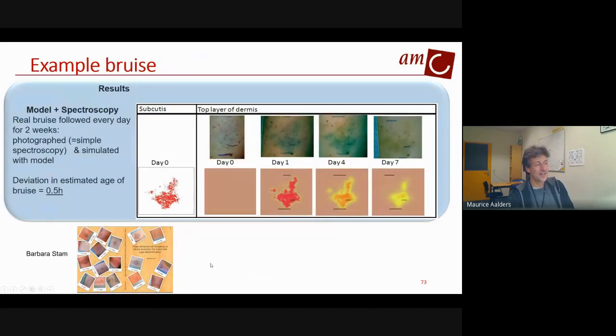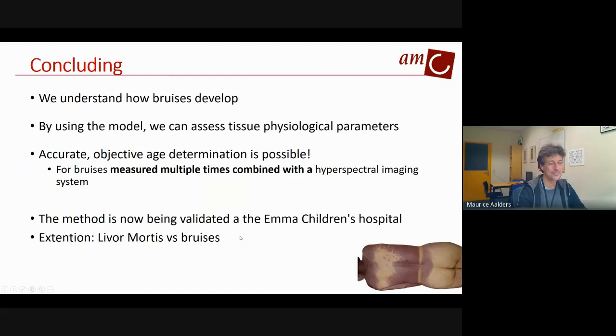Here's an example. These are the measurements that we do a couple of times on a certain bruise, then we compare that with the calculations that we can do, and then we can come up with a time of impact. So we can calculate the time at which a bruise was caused. With a lot of measurements, we can go down to sub-hour resolution, but usually with older bruises, the time uncertainty is much longer.